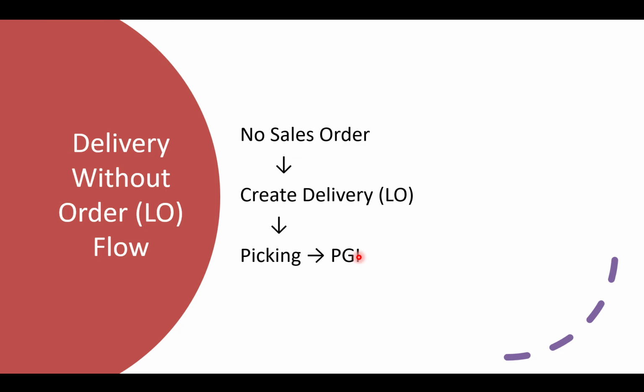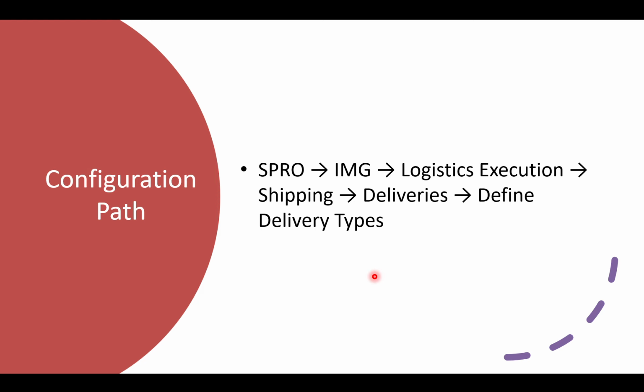And how about this delivery without order? There will be no sales order, we will directly create the delivery, and then picking and PGI. So these activities we will do as well. And what could be the path for it? This is the configuration path for it. In SPRO, via the IMG scheme, it belongs to Logistics Execution. Delivery, outbound deliveries or inbound deliveries, it is part of the LE, Logistics Execution. That's why inside this node only we can define your delivery types.